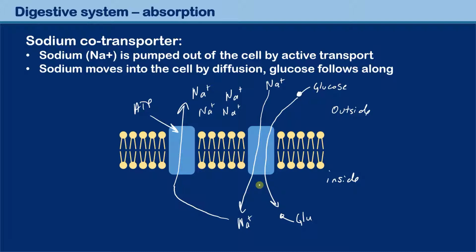So that's basically an overview of the different ways in which we can get substances into the cell for absorption.